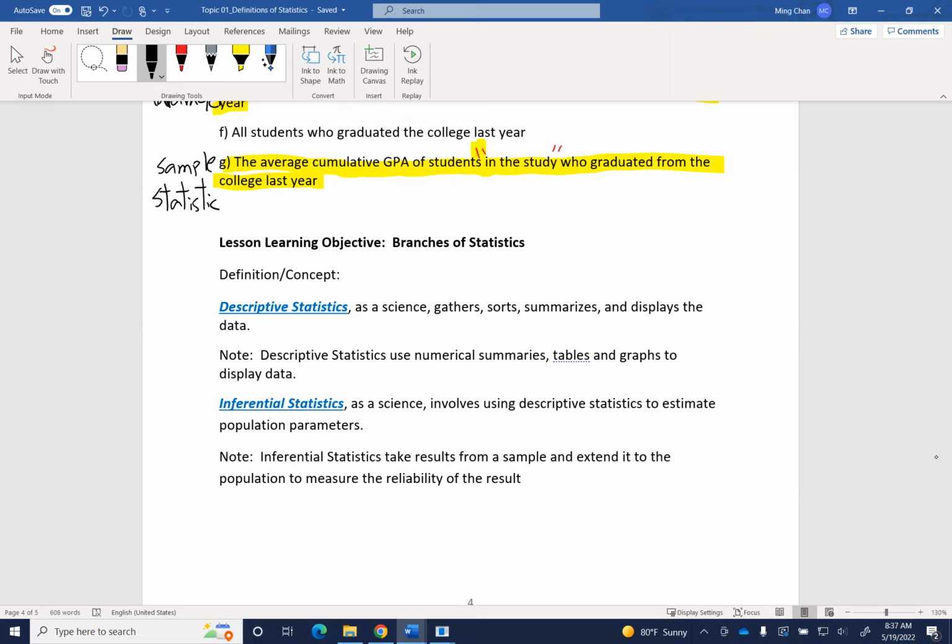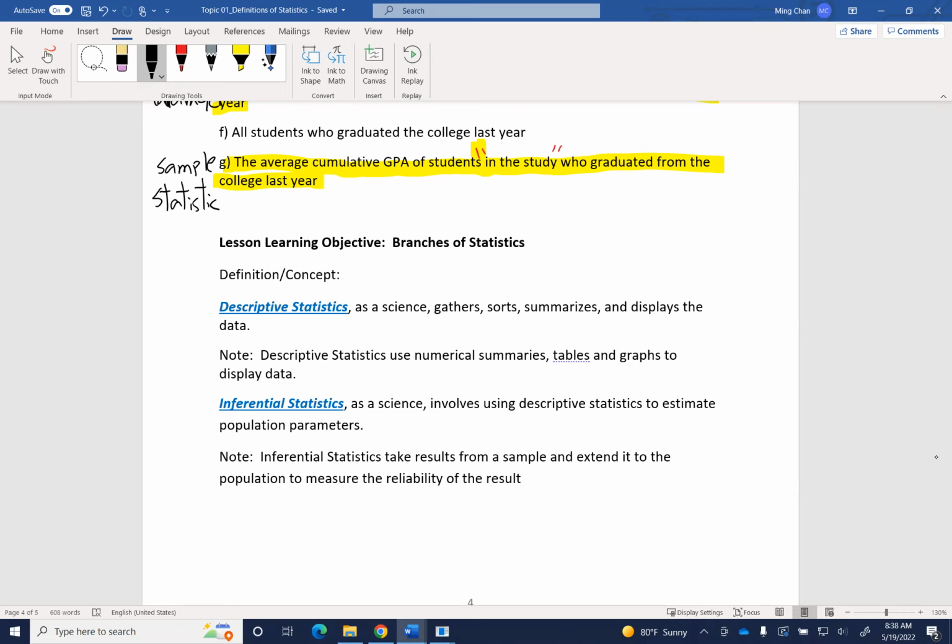So most of the time, if we conduct a survey of how many males or females are in our class, once we collect that data, we make a table, we make a graph, that will be descriptive statistics. So descriptive statistics uses numerical summaries, like mean, like average, the word average or mean. We draw tables, so we make graphs from the tables. Those are considered descriptive statistics.